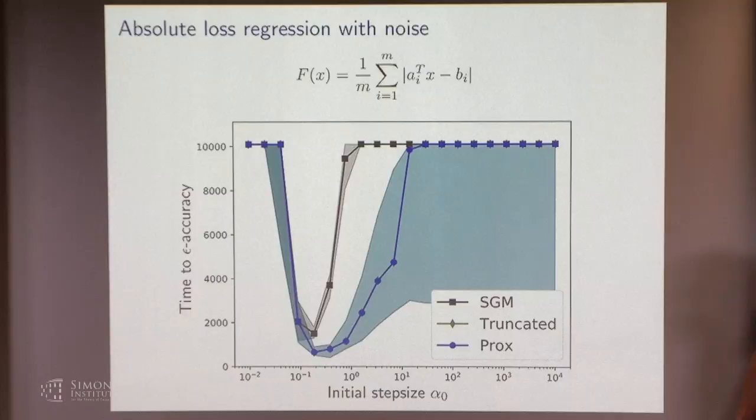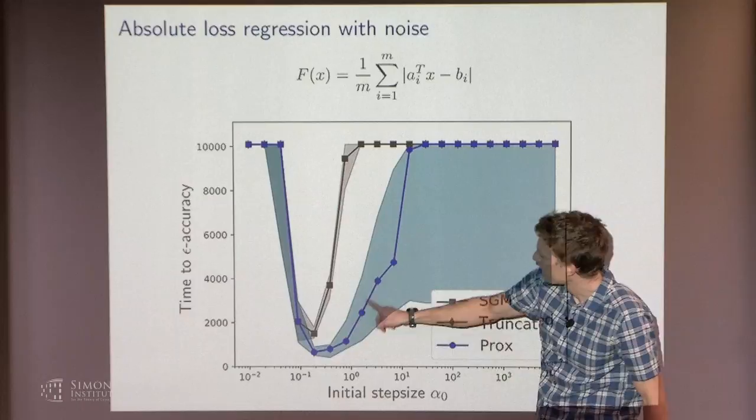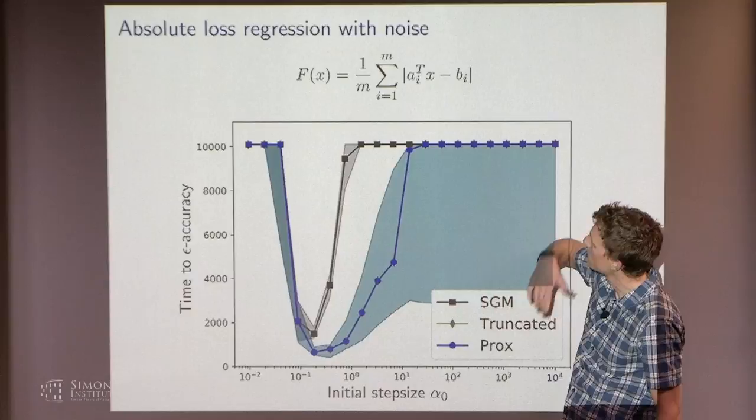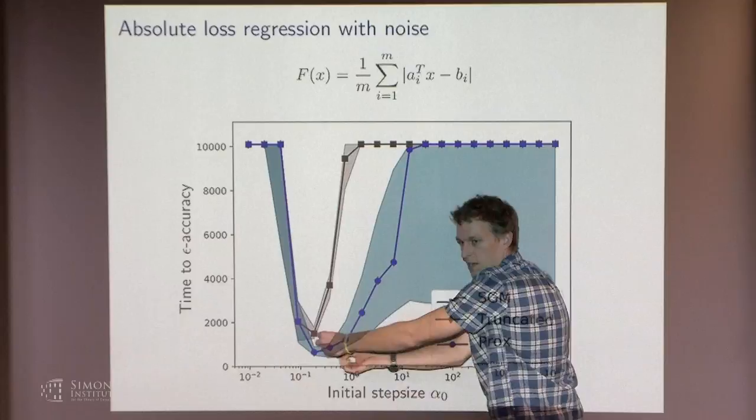And this massive shaded area is actually a 95% confidence interval on what's happening. The truncated method and the proximal point method are right on top of each other, so they have exactly the same behavior in this particular problem. With a lot of noise, the stochastic gradient method has a narrow window where it converges. These proximal and truncated methods have a broader range of convergence. It's not the full massive thing that you saw before, but it is a little bit more robust to your step size choice.